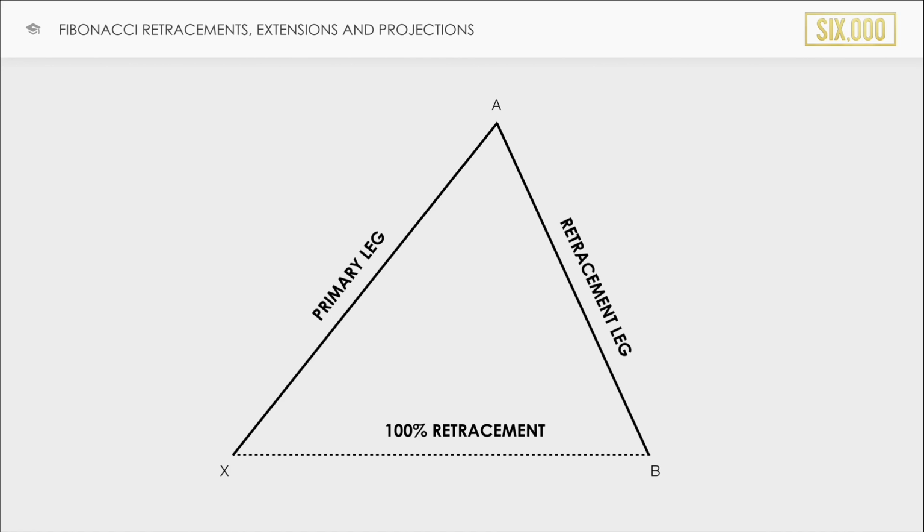So let's say that B didn't return back to X and it only was half the size. Then this would be a 50% retracement because it's 50% of the length of X to A. I hope this is making perfect sense. If not, don't worry. I will go over a live market example for you.